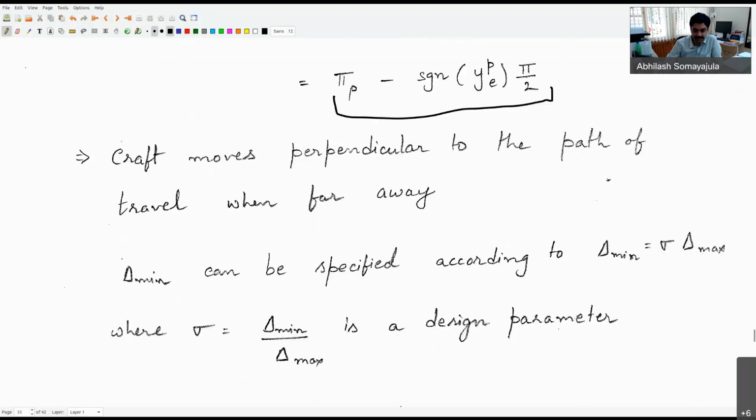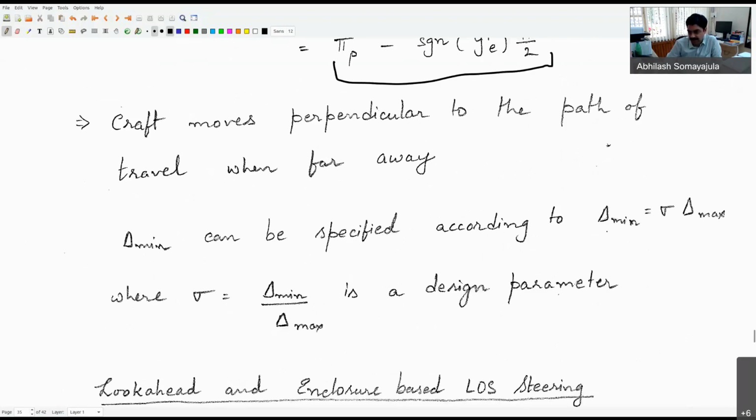Now delta minimum can typically be specified as some fraction of delta max. So we can define a sigma value as the ratio of delta minimum to delta max as another design parameter which a control engineer can play with. So when formulating a guidance law for your vehicle, you are basically trying to establish what should be my lambda and what should be my sigma, which will give me a smooth enough path so that I do not see large overshoots, and I can track the path aggressively when I am far away and more mildly, with fewer overshoots, as I come closer to the actual path.